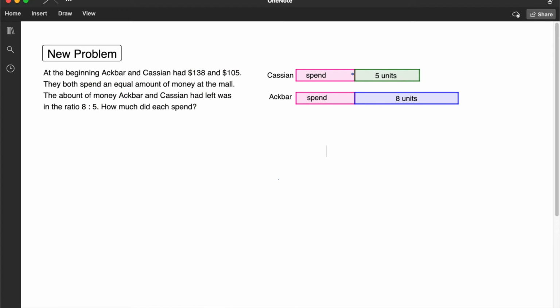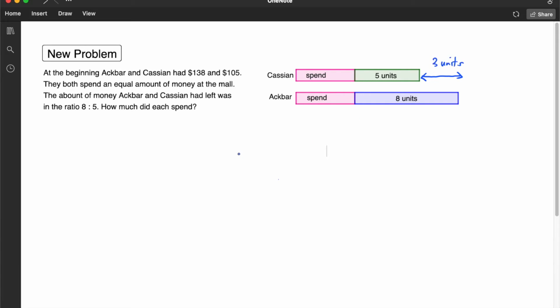Right, so I have drawn here a simple model. You can see that the amount of money spent for both are the same, right? And then after spending the money, the ratio of the money left is 8:5. Right, so let's take a look at the difference between the money left, which is of course 8 minus 5 or 3 units.